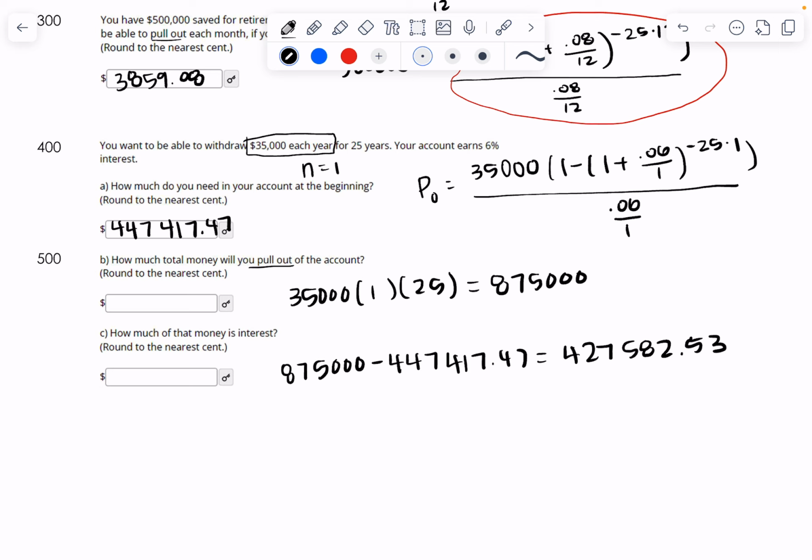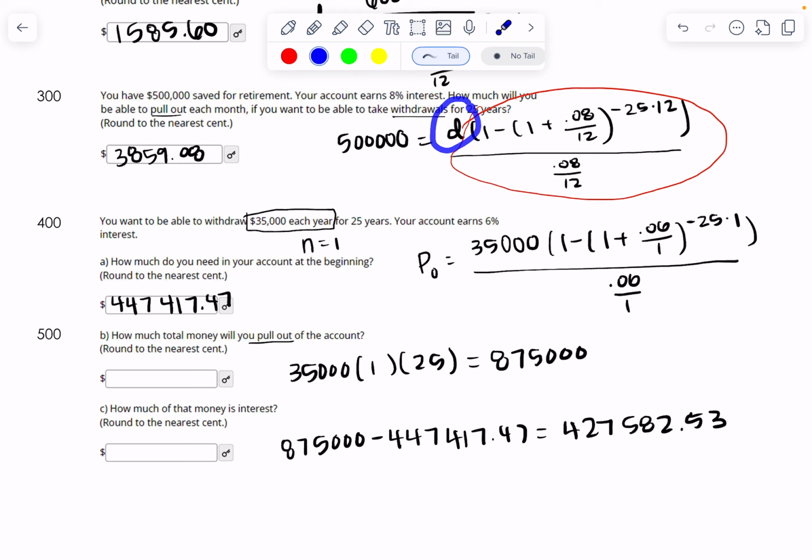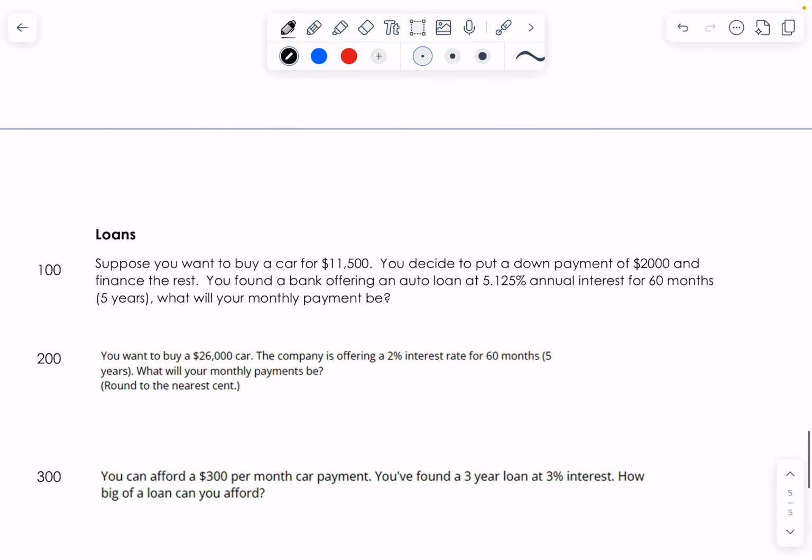So again, those are the two types of questions that you could be asked. How much can you withdraw each month? Or if you withdraw this amount, what do you need to have to start? Those are the only two types of questions that you could be asked. They might look a little bit different, but essentially those are the only two things that you would be finding. It's never going to ask you for the interest rate. It's never going to ask you for the time or anything like that. You'll be finding the deposit or the withdrawal amount, or you'll be finding the amount in the account. So those are payout annuities.